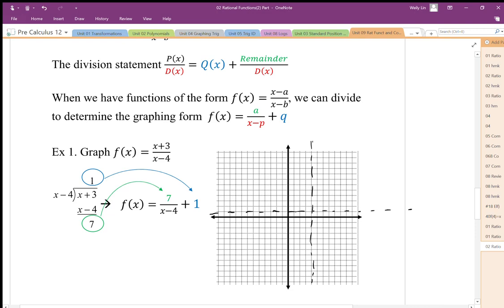I can plug in my 0, x equals 0 at -3. There's my 0 there. And then I can plug in x is 0 to get a y-intercept, so it looks like somewhere around there. And then I can just sketch my graph in like that. Okay, so I have basically my rational function.